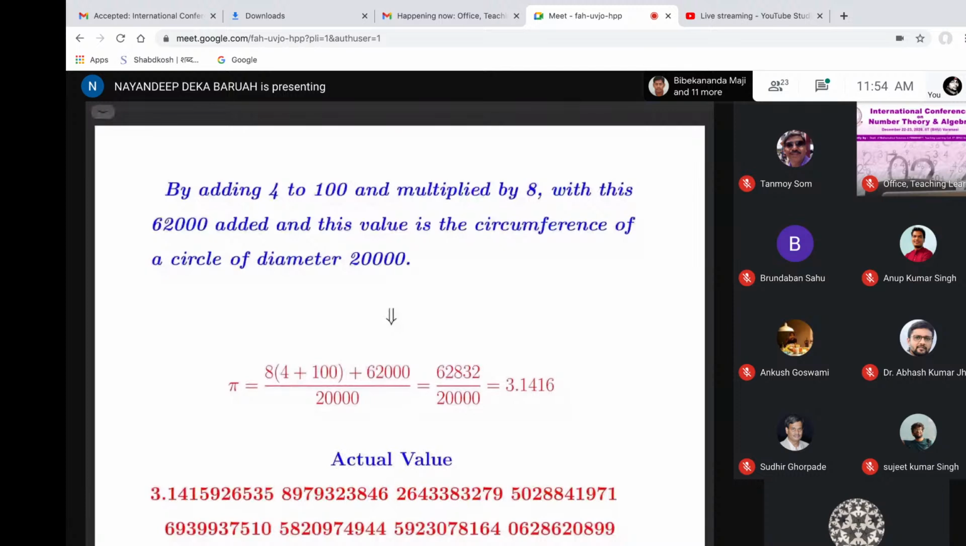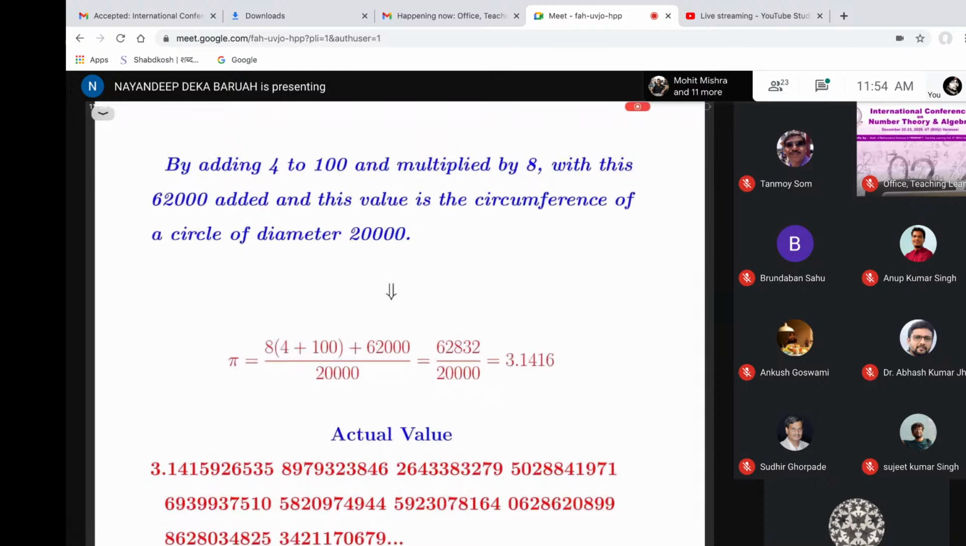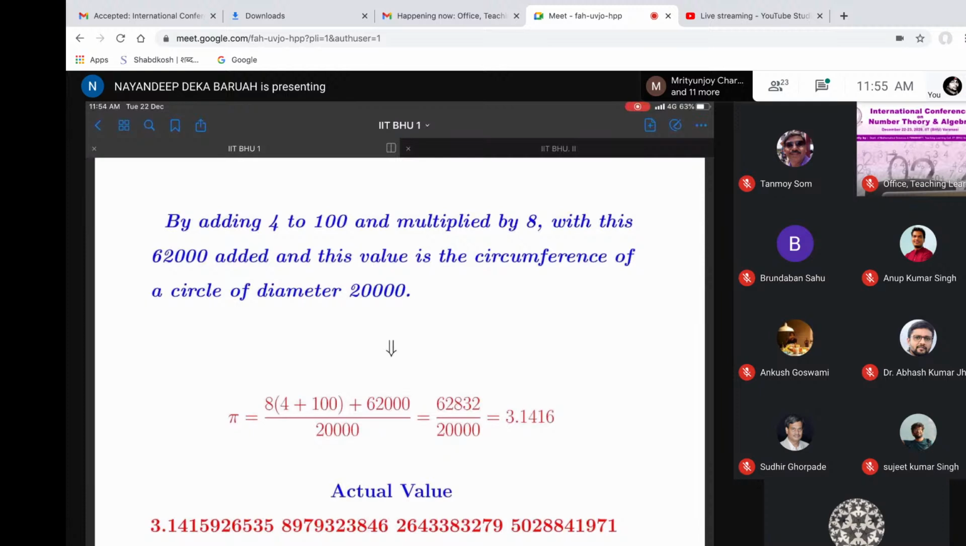62,832, and that is the circumference of a circle having diameter 20,000. So this is divided by 20,000, and the value we get is 3.1416. Since the actual value of pi is 3.14159, from Aryabhatta's shloka we see that this is at least calculated up to the third decimal place. That means 3.141. It should have been 5, but here it is 6. So Aryabhatta actually computed up to the third decimal place.